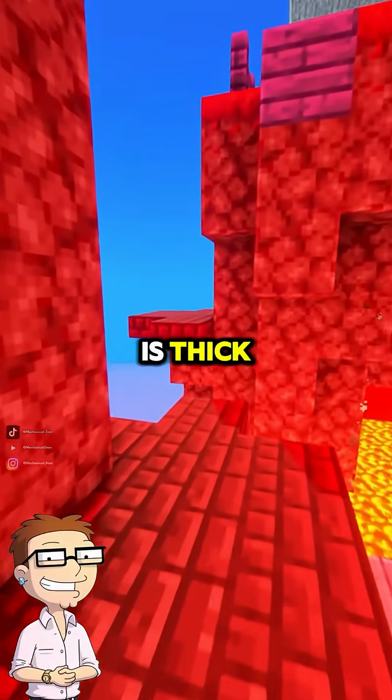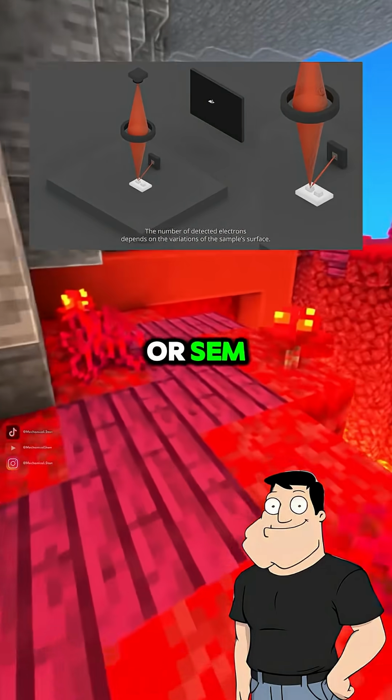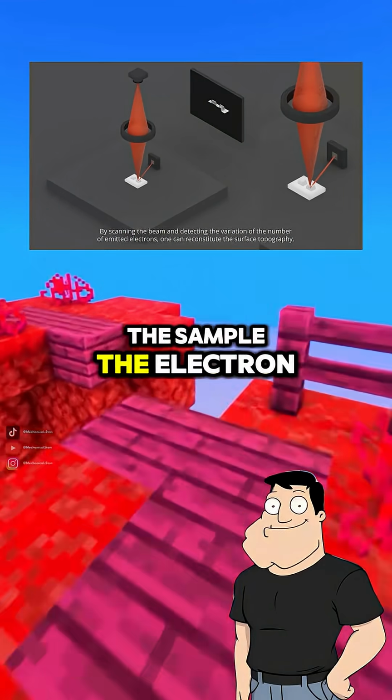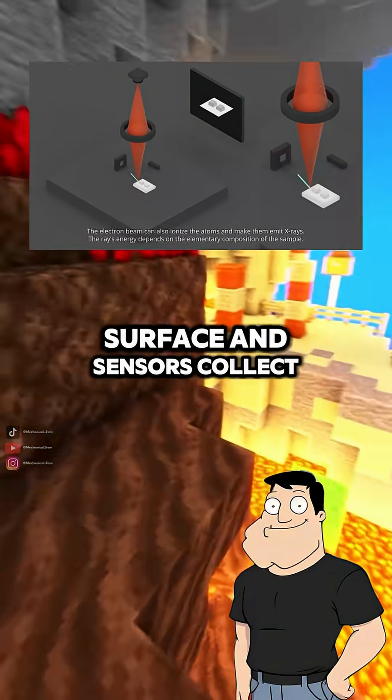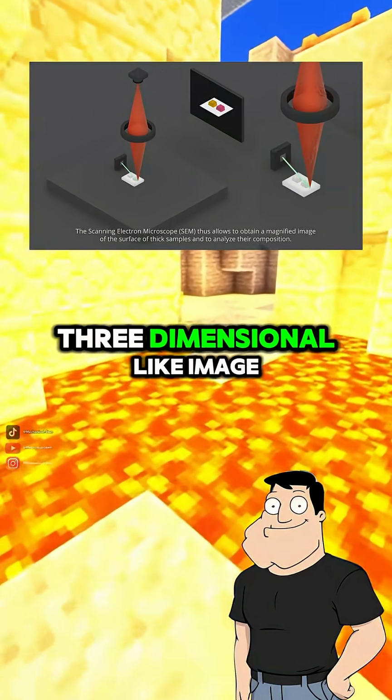What if the sample is thick? That's when you use a scanning electron microscope, or SEM. Instead of going through the sample, the electron beam scans across the surface, and sensors collect secondary or backscattered electrons to build a three-dimensional-like image.